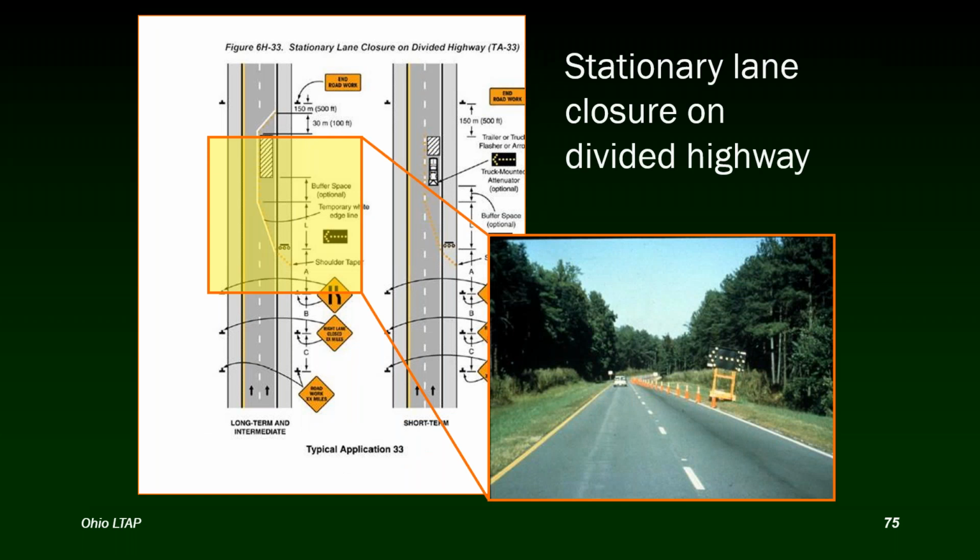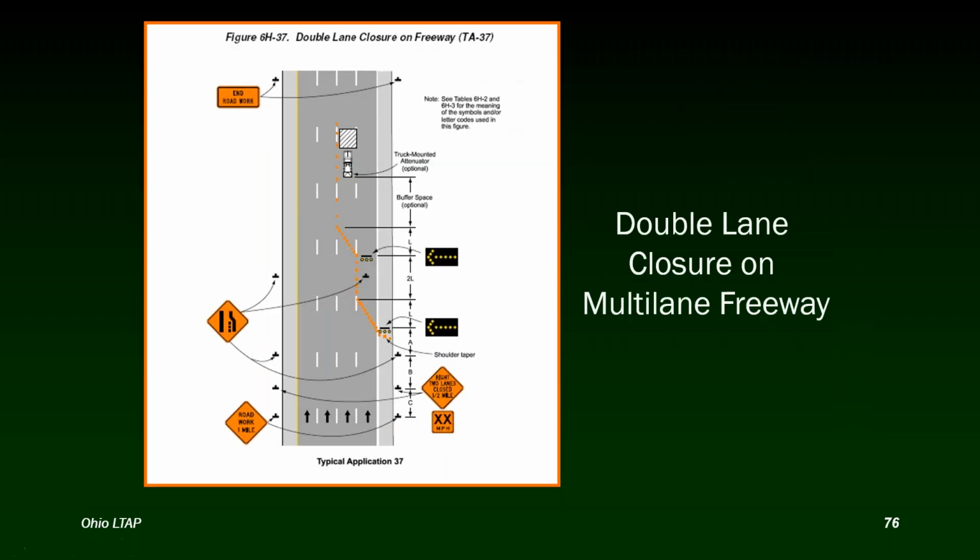And then here we have a standard right lane closure on a freeway or 4-lane divided highway, and it shows the signage package where, again, all the signs are on both sides of the road. So there's 6 signs in this advanced warning area, and then a shoulder taper protecting the arrow panel, and then a merging taper and buffer space, etc. So that's typical application 33.